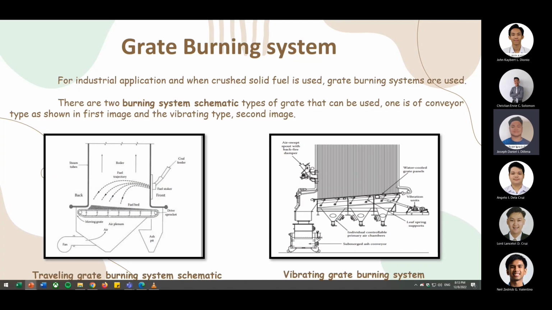Grate burning system. For industrial application and when crushed solid fuel is used, grate burning systems are used. The slide shows the two types of grate burning system. The vibrating type has the grate slanted by 6 degrees and intermittently vibrates at a rate of 6 cycles for 2 seconds, then rests for 2 minutes. The advantage of the vibrating grate is that it has fewer moving parts, thus requiring less maintenance. Due to the vibration, the fuel bed is more uniform and the airflow is uniform all throughout.